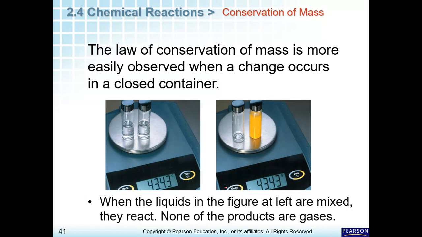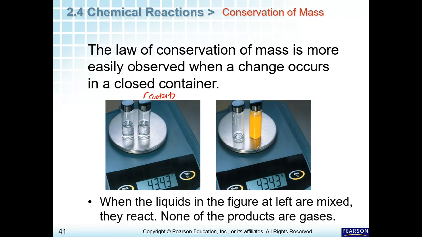The law of conservation of mass is really easily observed when you are able to contain your products. So typically it's easier to observe when you're not making a gas. Here we have two liquids, and I gave these two liquids to you the other day in your chemical and physical change lab. One of these is lead nitrate and the other one is potassium iodide. Notice there are two separate reactants here. This picture is showing the reactants. It's 43.43 grams.